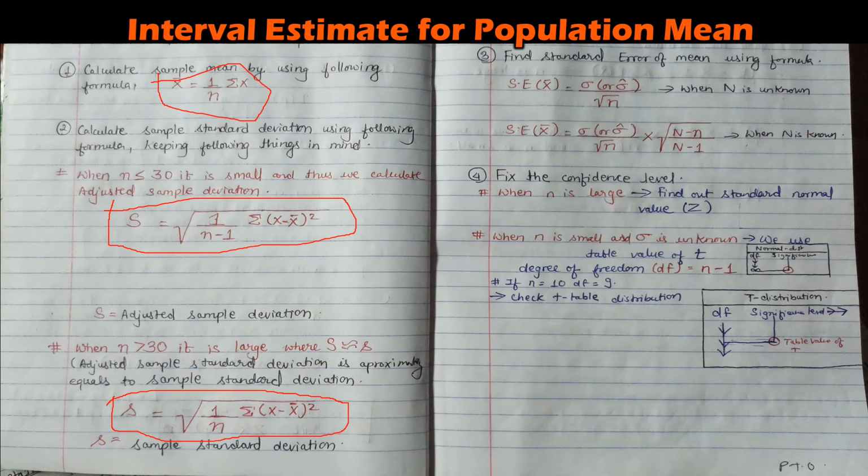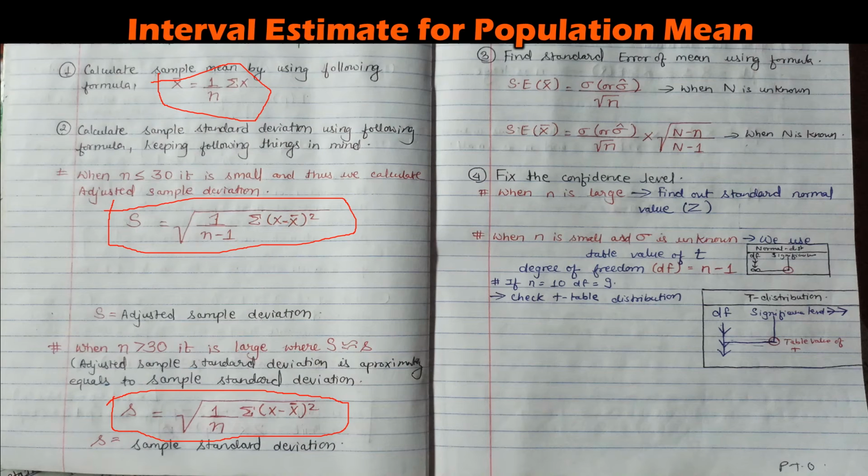Then the third step is that we find the standard error of mean using the formula. This formula is used when n is unknown, and this formula is used when n is known. And at last we fix the confidence level. When n is large, we find the standard normal value, that is the z value, as we did previously. And when n is small and sigma is unknown, we use the t value.